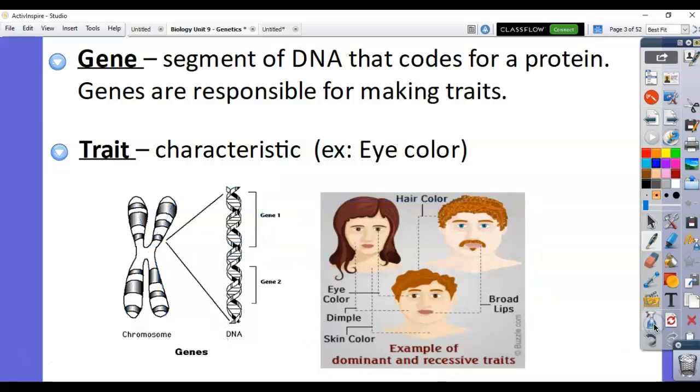So again, we're just talking about these basic words. You've probably heard them before, but we're just going to review them because we're going to talk a lot about them when we get to genetics, which is this unit.